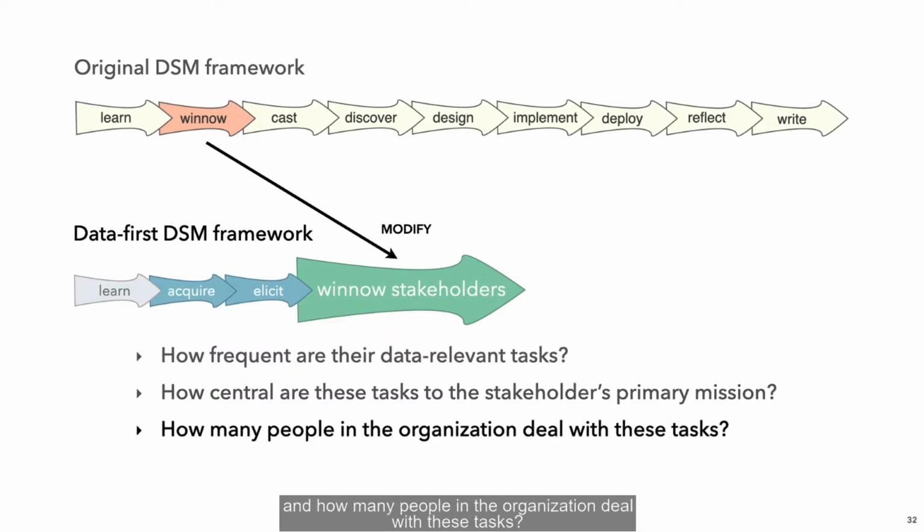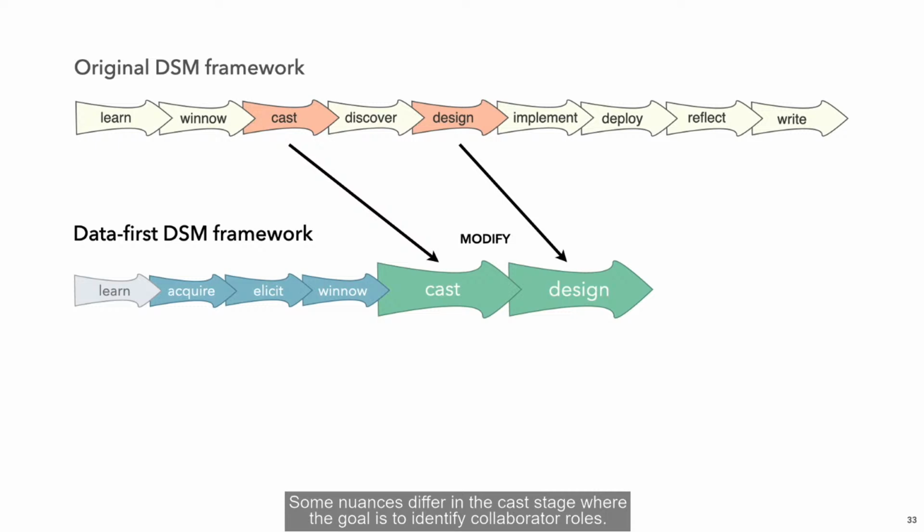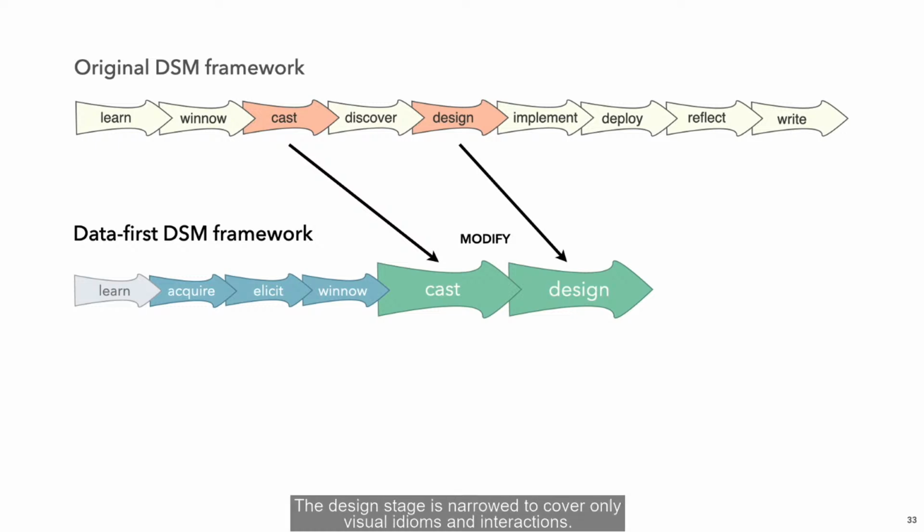and how many people in the organization deal with these tasks. Some nuances differ in the cast stage, where the goal is to identify collaborator roles. Here, it's important to distinguish between data producers and data consumers. The design stage is narrowed to cover only visual idioms and interactions. The data abstraction takes place earlier in the acquire stage.